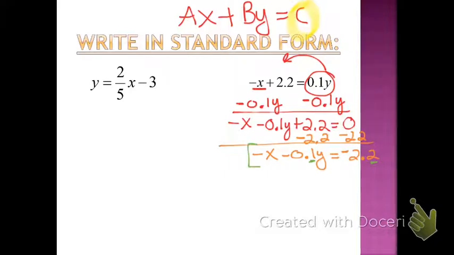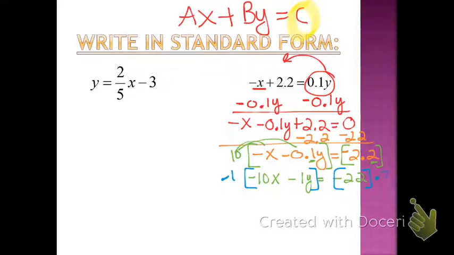And to go from a decimal to an integer, we look at the largest place out, how far out we go in decimal values. And we'll notice that these both go to the tenths place. So to eliminate those decimals, we'll multiply both sides by 10. On the left, we'll need to distribute. So 10 times negative x is negative 10x. 10 times negative 0.1y is negative 1y. And on the right, negative 2.2 times 10 is negative 22.